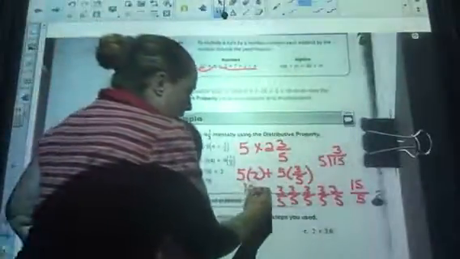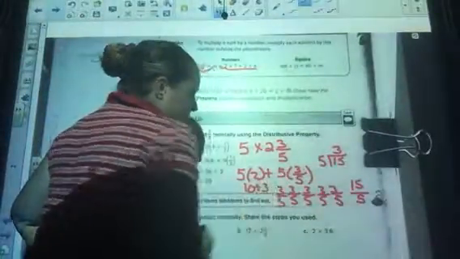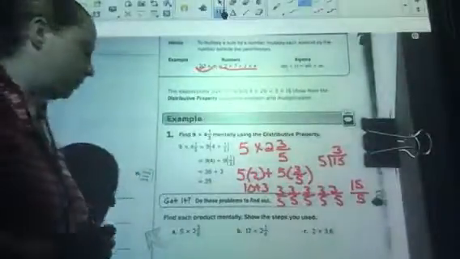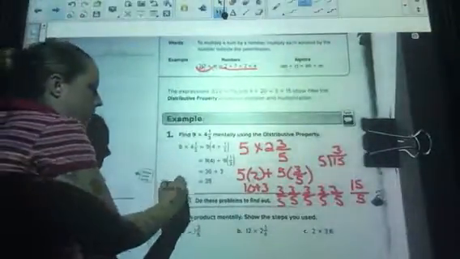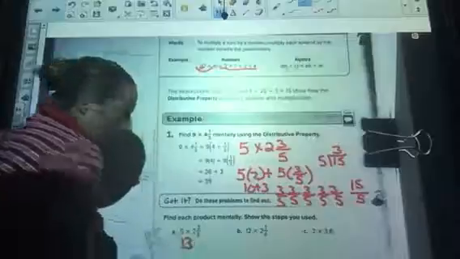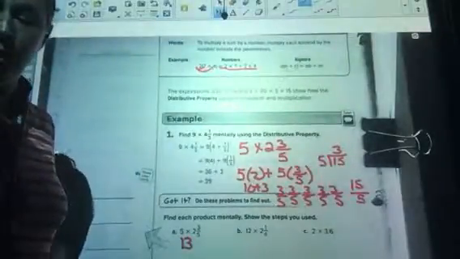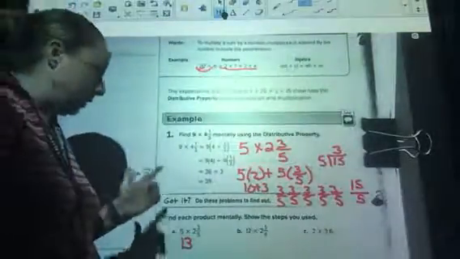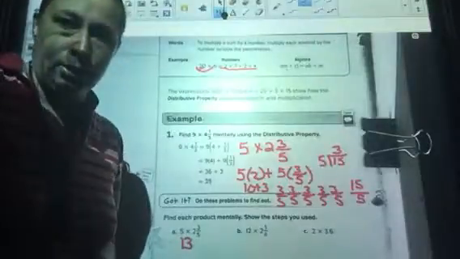So now you've got your 10 plus 3. 10 plus 3 is 13. So your answer for this one, 13. All right, I know those are a little bit tough. Try the rest of them on your own and see how you come out.